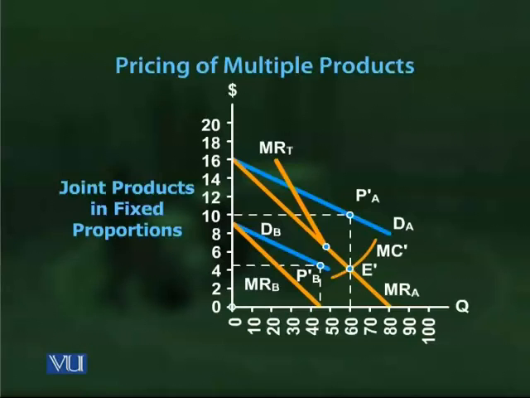Now, look at the right panel. What is the basic difference between these two diagrams, the left panel and the right panel? You might notice here that as far as the demand curves, their corresponding marginal revenues and the total marginal revenue are concerned, they are identical. The only difference is the shape and the position of the marginal cost curve.